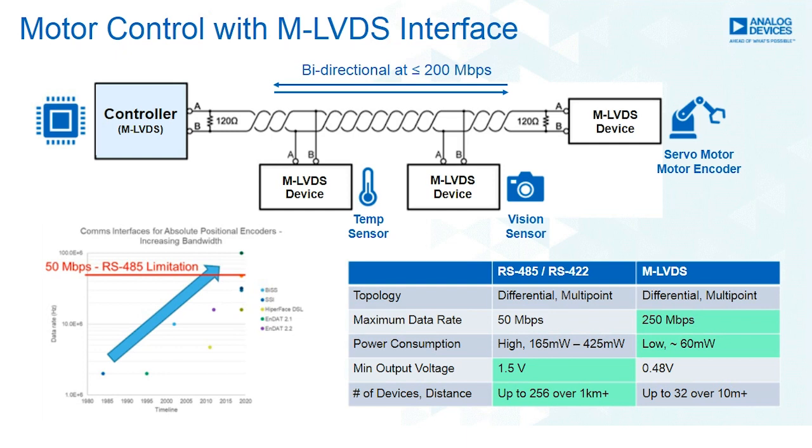The plot on the bottom left here shows how the data rate requirement for positional encoders has increased over the years, approaching the 50 megabits per second limitation for most RS485 transceivers. M-LVDS, on the other hand, provides a high-speed alternative to RS485-based encoder links, while still maintaining much of the robustness of RS485 communication. It is well suited for short to medium range, high bandwidth encoder links. The increased bandwidth along the encoder link allows for additional sensors or devices on the servo side, for example, a vision sensor.